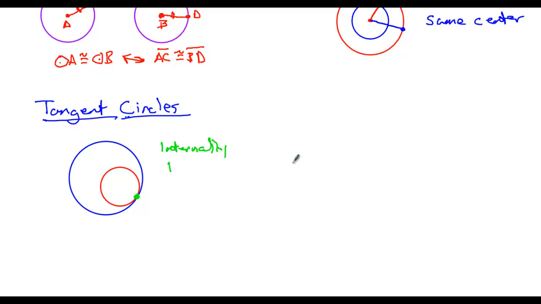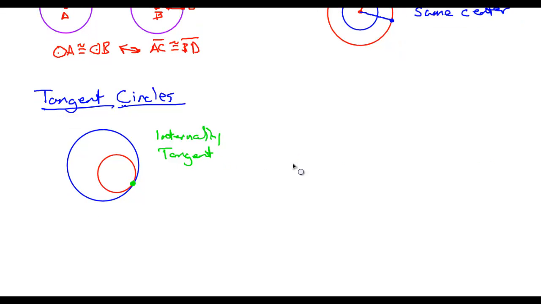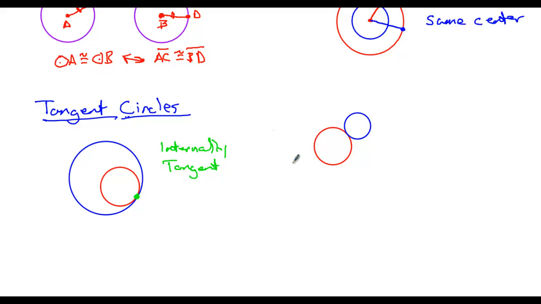And these two are called internally tangent. And I'll draw you another picture here of externally tangent so you can see the difference. Okay, these two circles are called externally tangent. So hopefully you can make the connection between these two pictures. Internally tangent, one's inside the other one, and they intersect in one point. Externally tangent, they're not inside each other, but they still just intersect in one point.